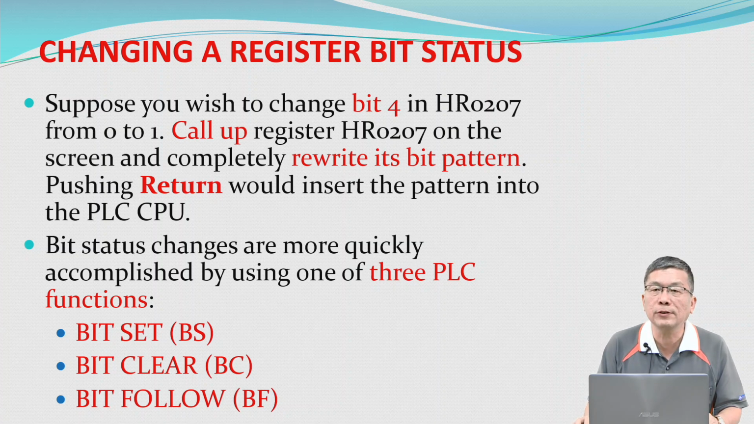Suppose you wish to change bit 4 in holding register 207 from 0 to 1. Call up holding register 207 on the screen and completely rewrite its bit pattern. Pushing return would insert the pattern into the PLC CPU. Bit status changes are more quickly accomplished by using one of three PLC functions: bit set, bit clear, and bit follow.